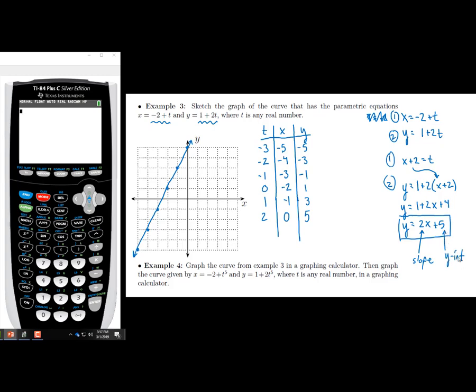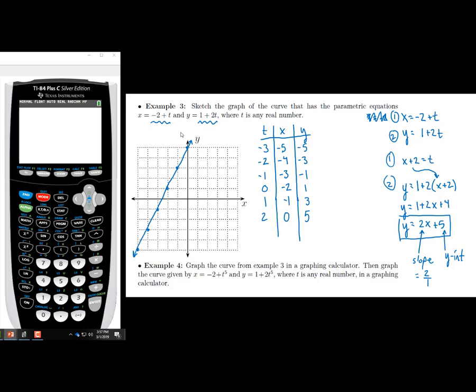So I want to pay particular attention to the slope. My slope is 2, and I can confirm that over here. I go up 2 over 1, up 2 over 1, right? So the slope is really 2 over 1, right? Gives you the rise over the run.